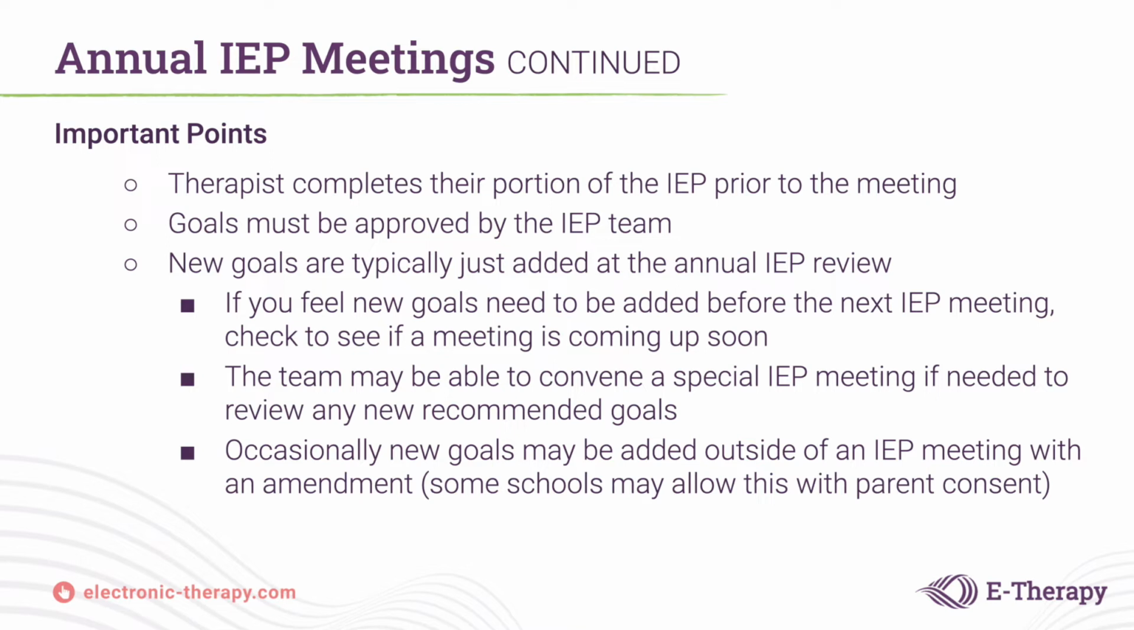Now, if the next IEP meeting is a long ways off and the current goals are really inappropriate, then you could talk to the IEP team and let them know, I really think we need to update these goals for OT or PT, and here's why. Here's my justification for why. Then they may be able to go ahead and schedule a meeting sooner to talk about that. Or occasionally at some schools, you may be able to add new goals outside of an IEP meeting with an amendment. So that's something you could talk about with the school and see if that's a possibility.